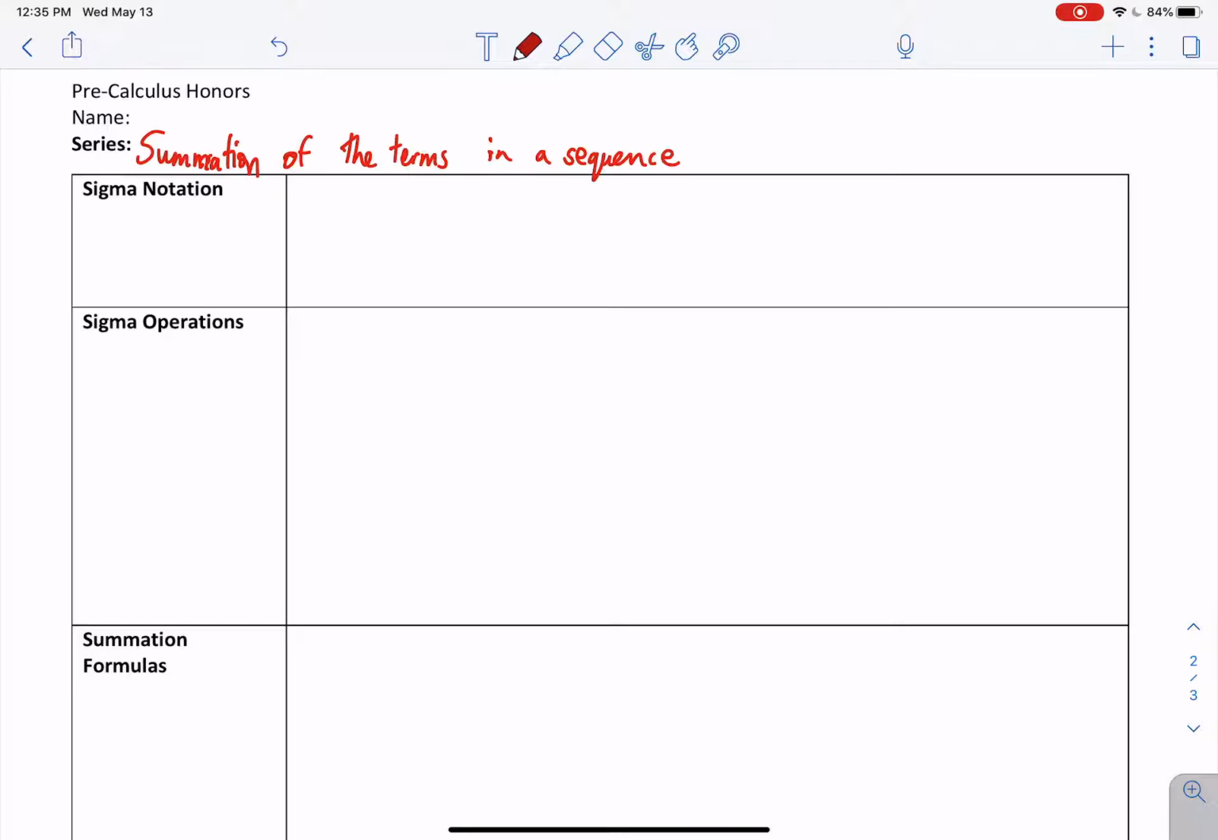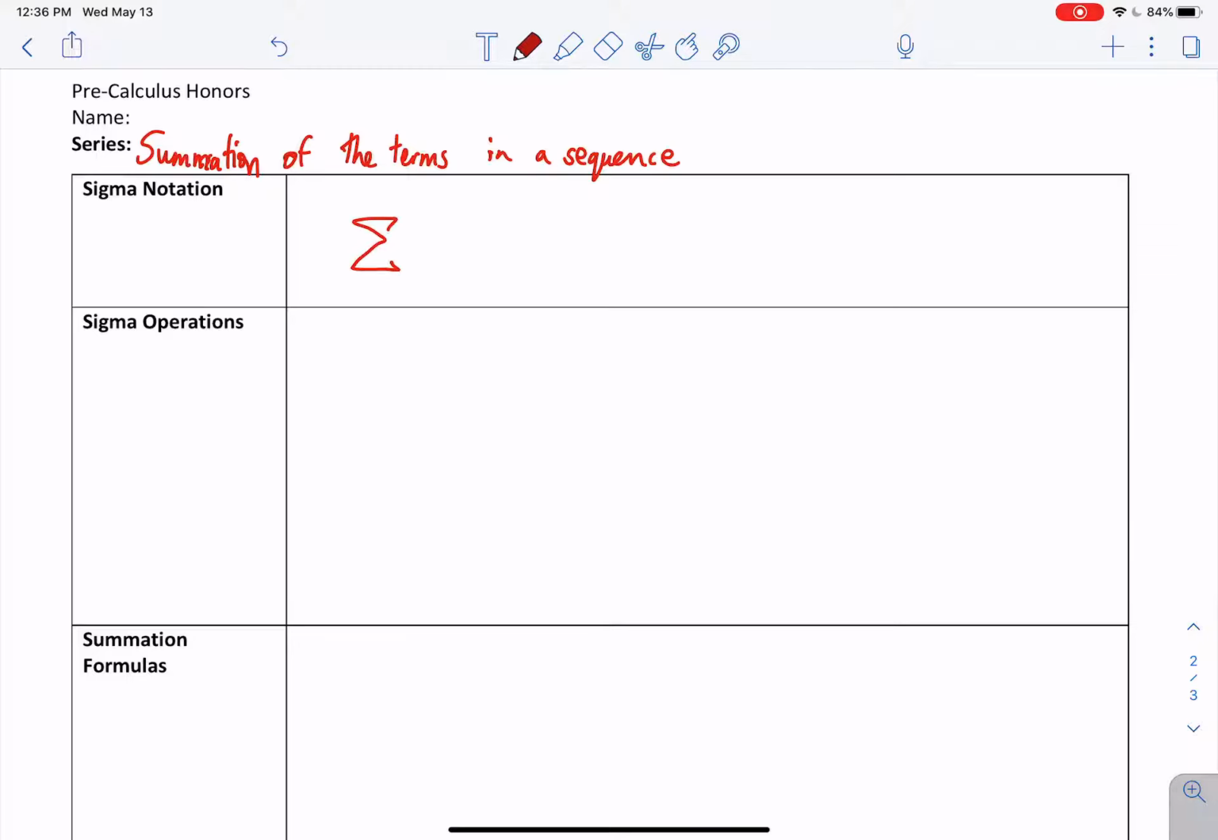And we're going to introduce some new notation here. So this is called sigma notation. This is a shortcut way to write addition out. So the way this looks is you use the Greek letter sigma. That's why it's called sigma notation. And it looks like a really fancy capital E, like this.